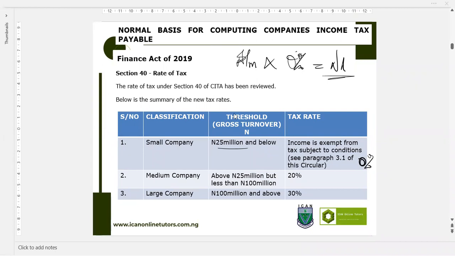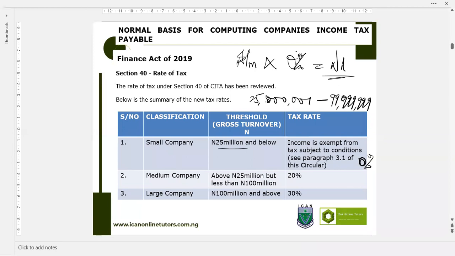Okay. So then for the medium-sized company, these are companies with a turnover of between 25 million naira and 100 million naira. That is the turnover between 25 million and 99,999,999. I hope you get that. Is that clear?